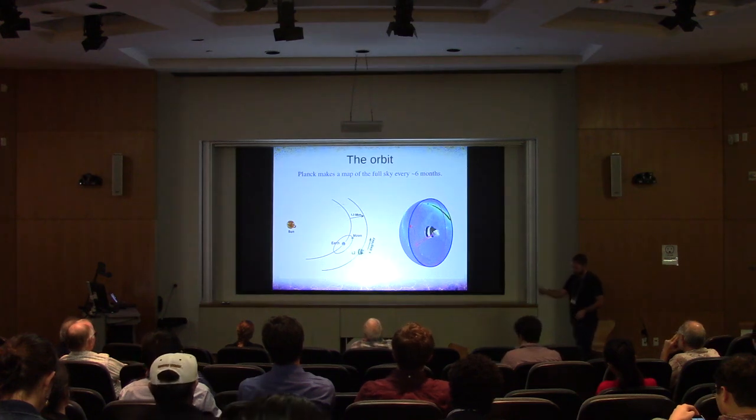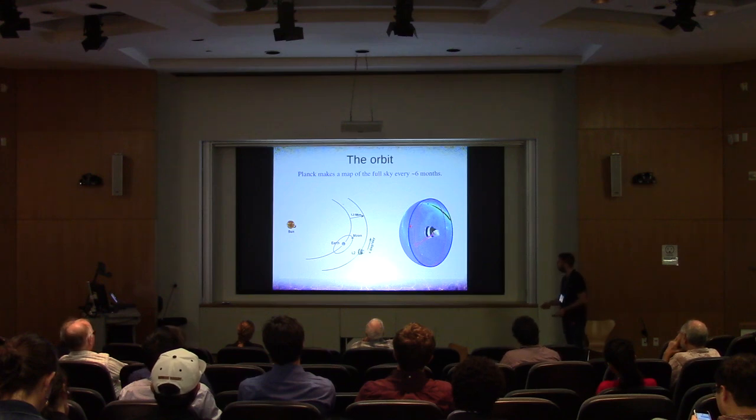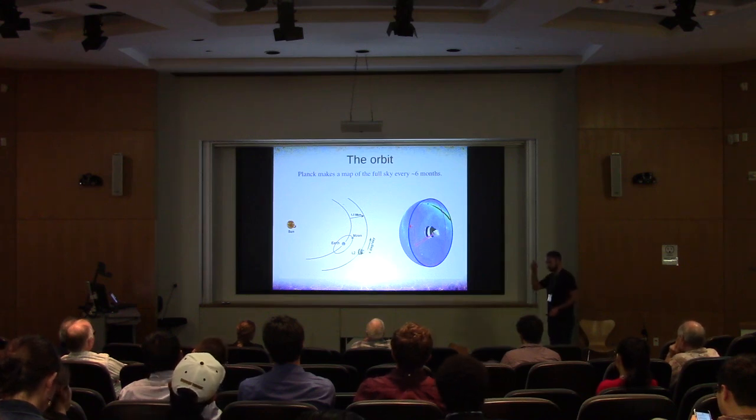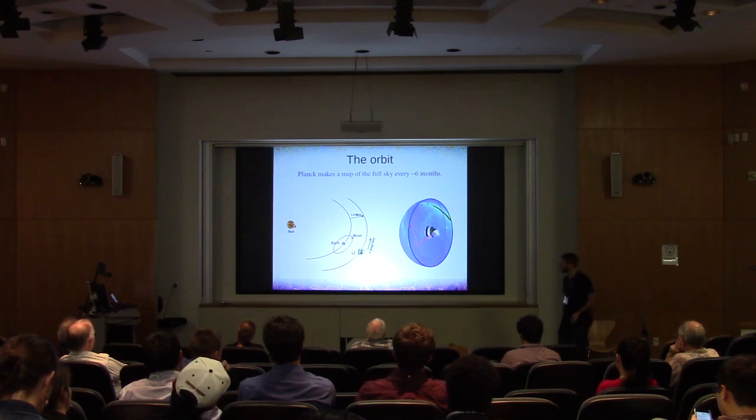Planck made its way to the L2 Lagrange point, where it observed. That means that it co-rotated with the Earth around the Sun, but just a bit further out in orbit. And then it just scanned in great circles, which precessed because of the orbit around the Sun. So every 6 months, Planck made a full map of the sky.